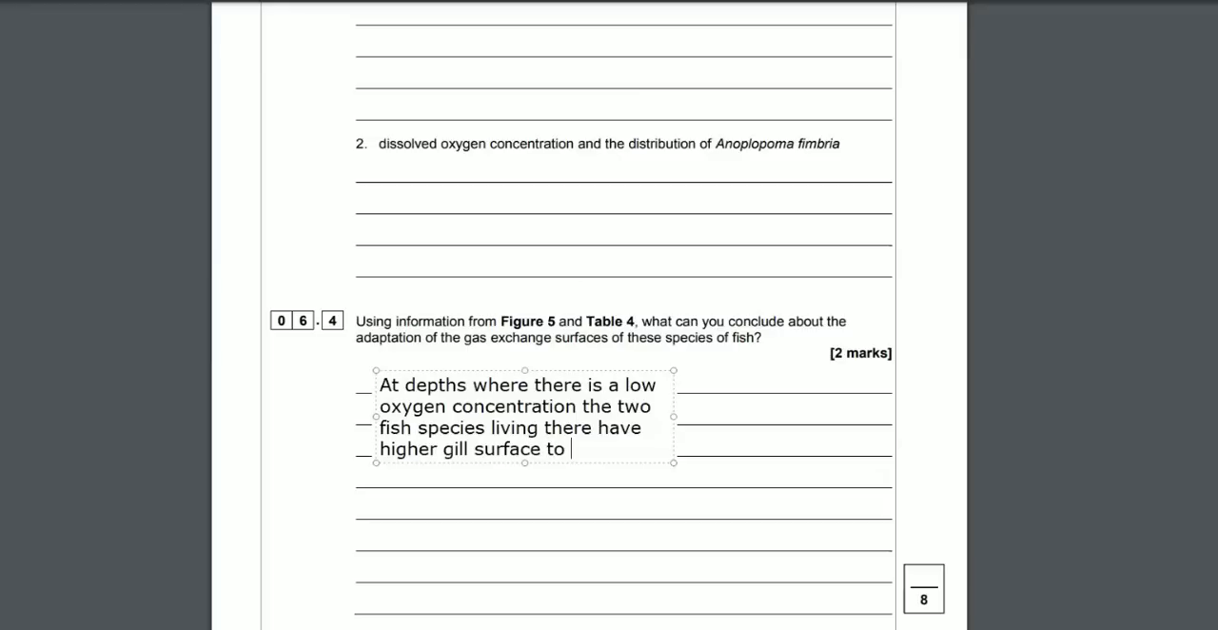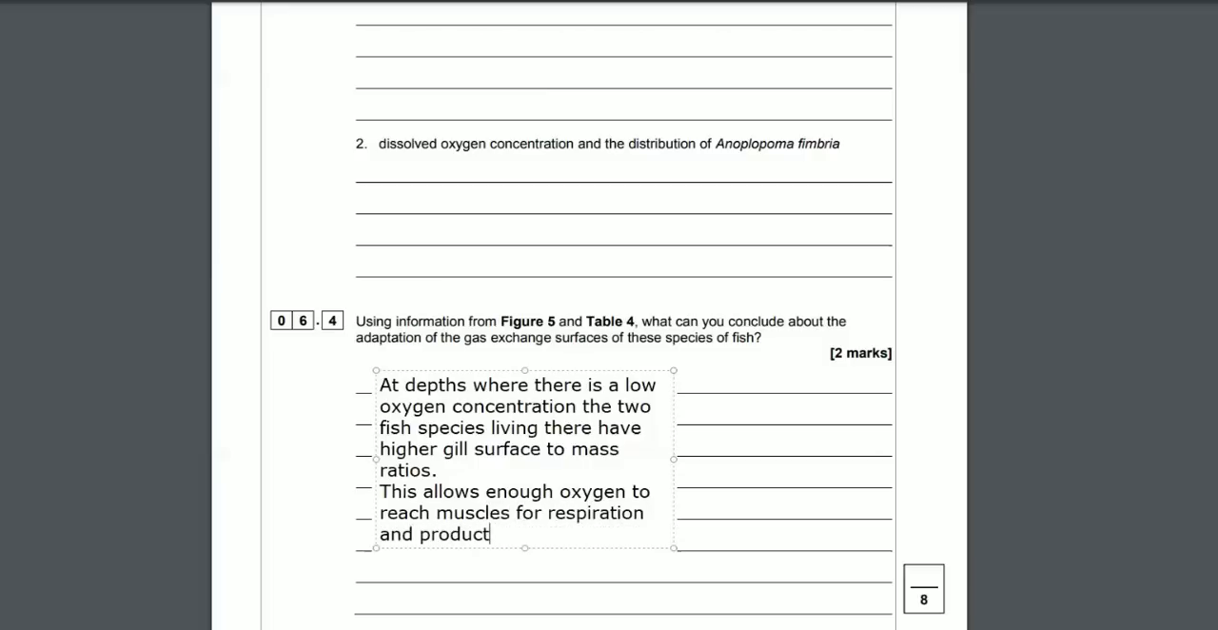Whereas one of the fish that doesn't operate at the very low depths has the lowest gill surface area to body mass ratio. That's the third fish. And that's going to pick your marks up. So you're just really explaining the link between the 2 graphs, which we can see that if you live in a low oxygen environment, you need a large gill surface area compared to your body mass. And there we go. That's the end of that question.